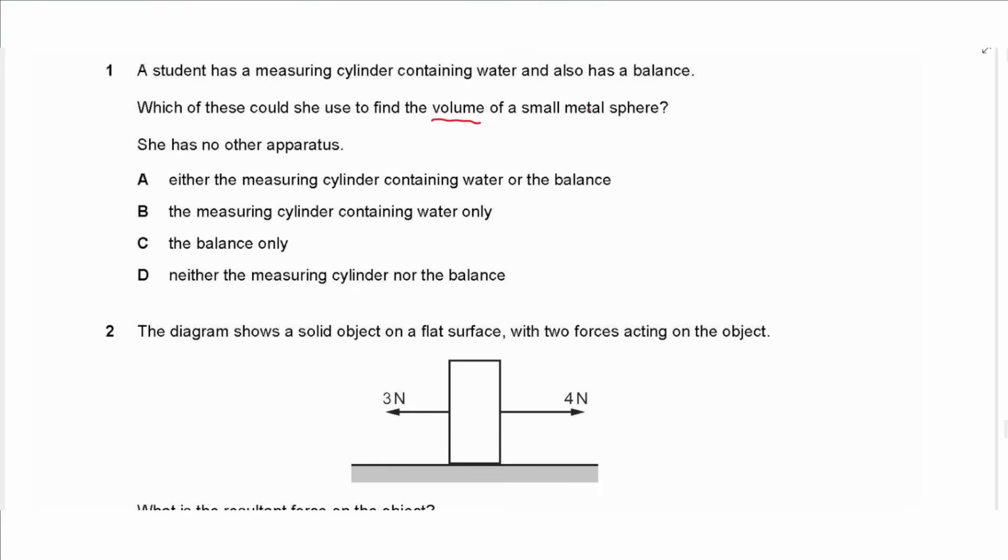So we need only the volume, not the mass, so we don't need the balance. So anything containing balance, we do not need it. So the measuring cylinder containing water only, yes, this is the answer. Neither measuring cylinder nor balance, no, we need the measuring cylinder to find the volume, so the answer is B.